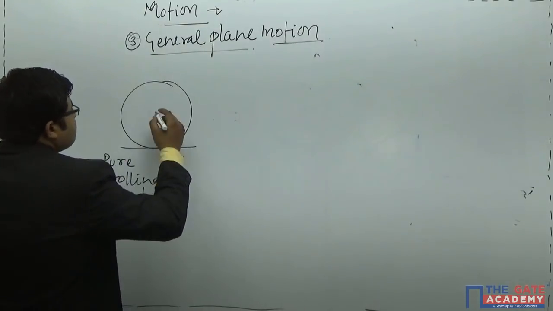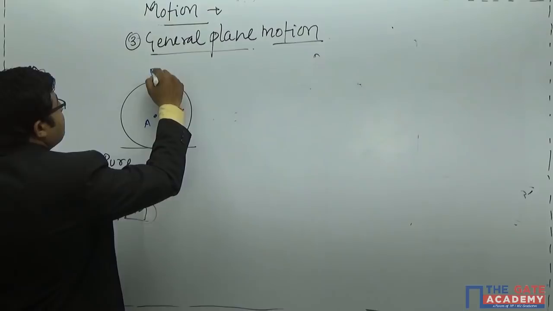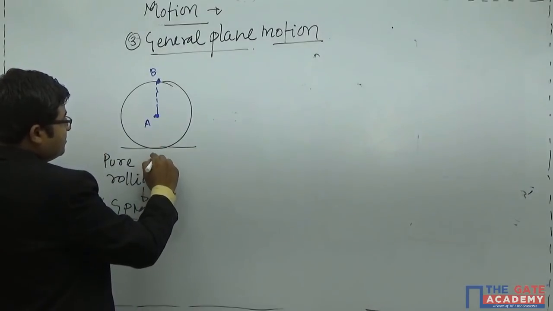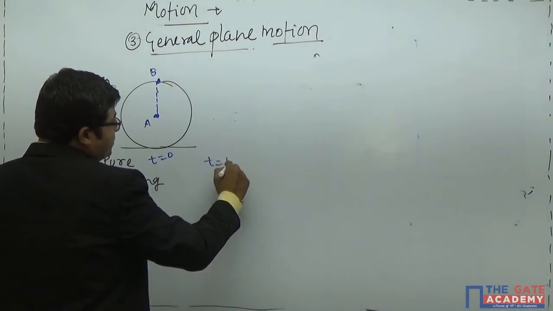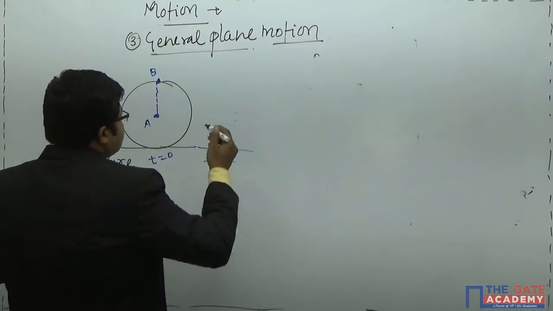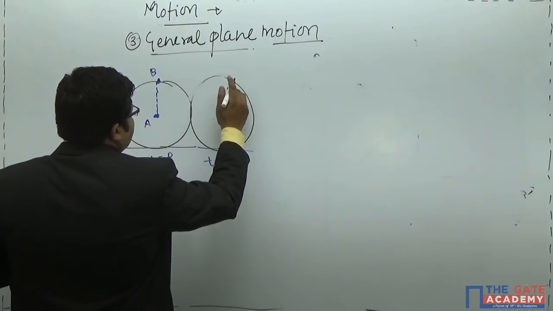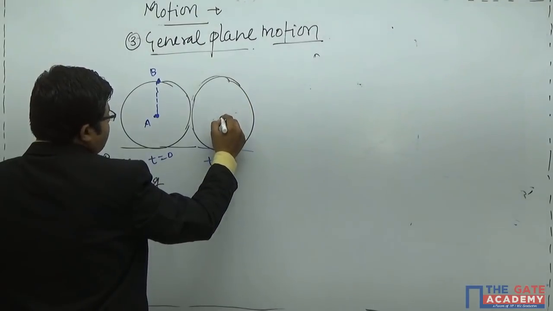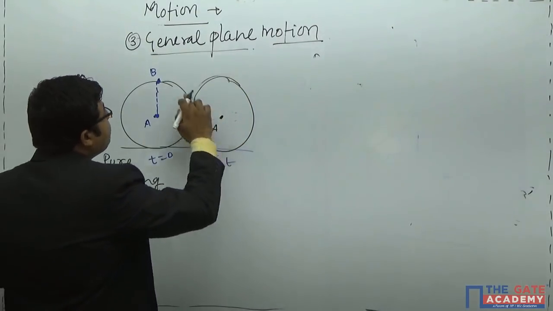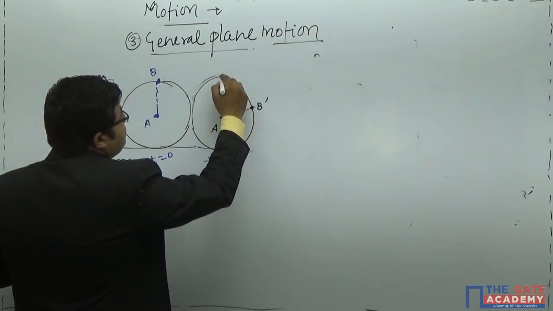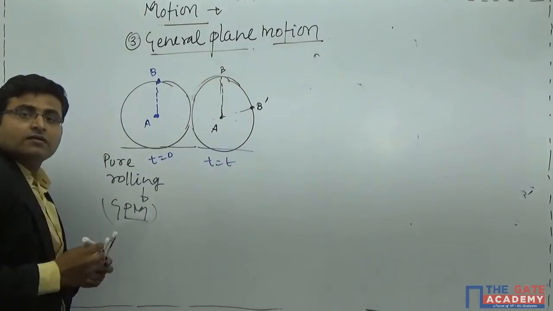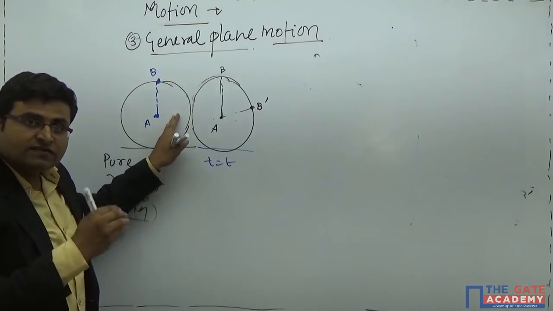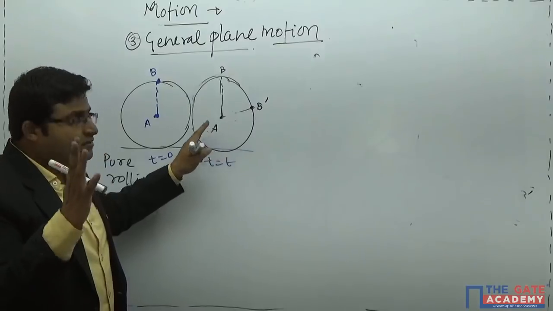How? Because those points A and B situated on this particular disc will be, now this is the initial position at t equal to 0. What will happen at t equal to t? At t equal to t, it will be somewhat like this. Now, this is the position of center, but B point will be somewhere here instead of this earlier B. Okay. So, how this general plane motion is neither translation only nor rotation only, but the combination of both.